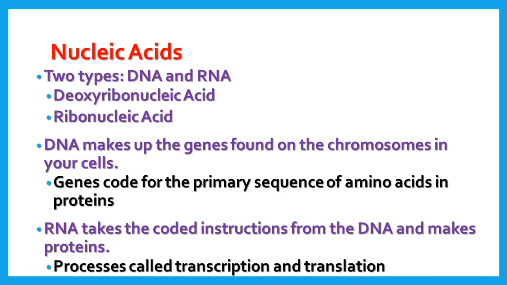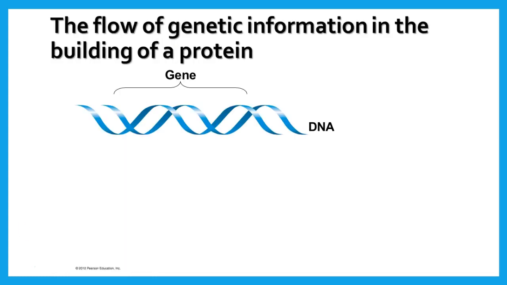DNA is what makes up the genes on the chromosomes that are found in your cells and all other living things. The genes are instructions that code for the primary sequence of amino acids in all the proteins in every organism. The RNA takes those instructions that are coded in the DNA and uses them to make the proteins. These processes are called transcription and translation. We will talk more about them later on when we spend more time talking about just nucleic acids and how they work. For the meantime, this is just an overview about them as one of the types of organic molecules.